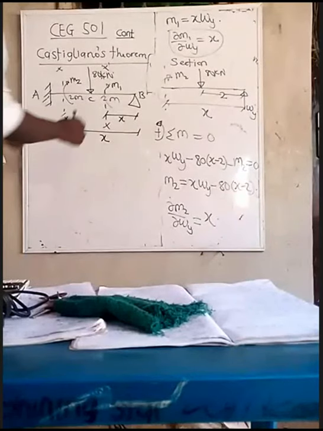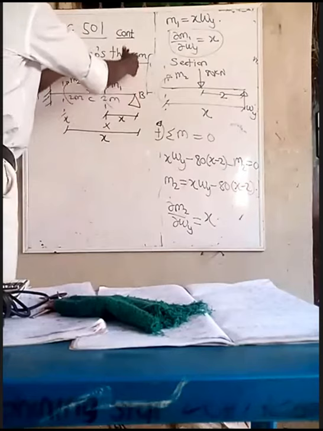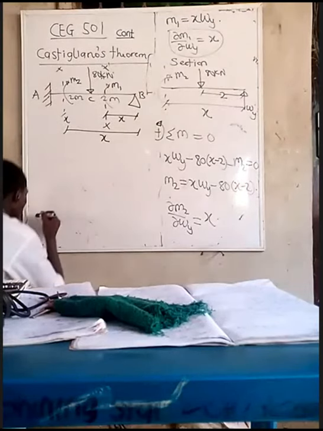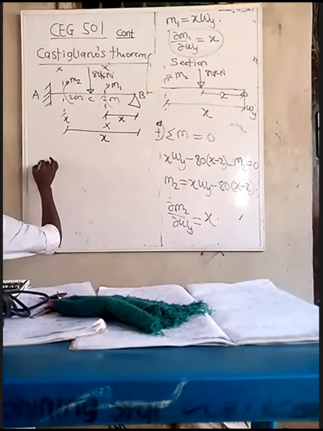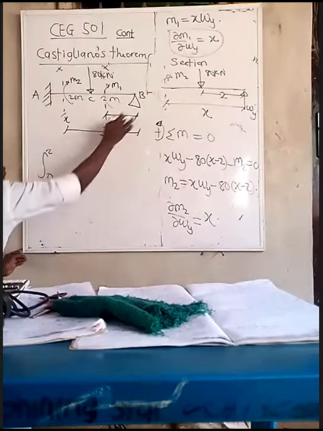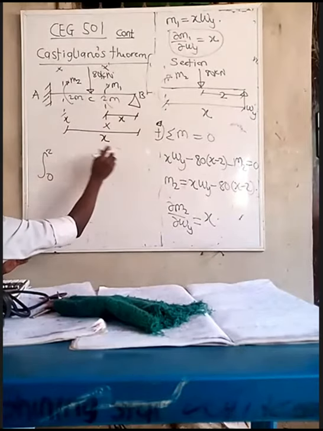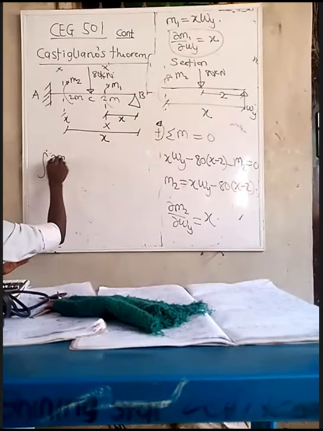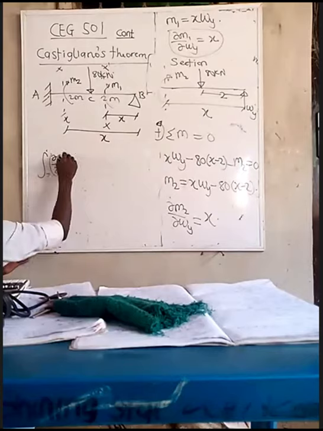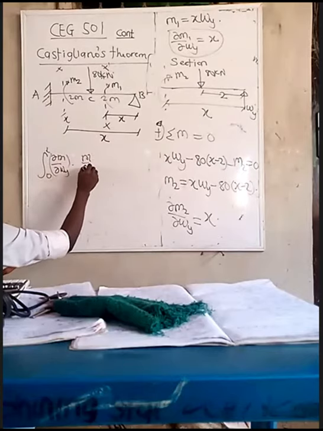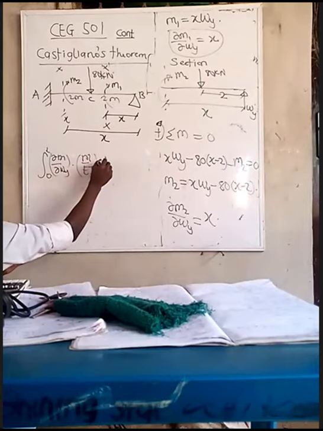So the M to the WYX. So what we now do is what? Apply the Castigliano theorem for both parts of it and sum it together. So let's do that. Integral of 0 to 2 for this first part. Okay, let me first state the formula. The M, the WY from 0 to L, M over EI dx.